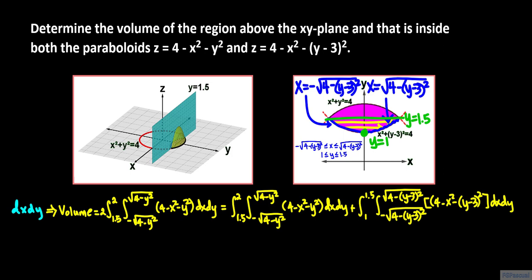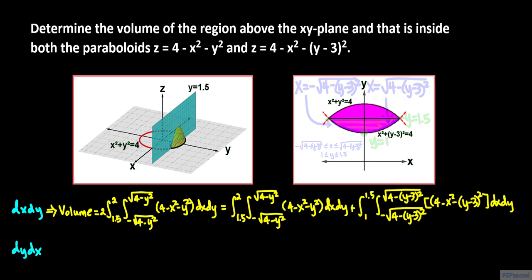Now we reverse the order of integration and use the element of area dy dx. We again assume the symmetry of the solid across the plane y equals 1.5. Since y is now the first variable of integration, we follow the y direction on the upper half of the solid's xy projection. The lower bounding curve is the line segment at y equals 1.5. The upper bounding curve is an arc on the circle x squared plus y squared equals 4, so that y equals the square root of 4 minus x squared on this arc.